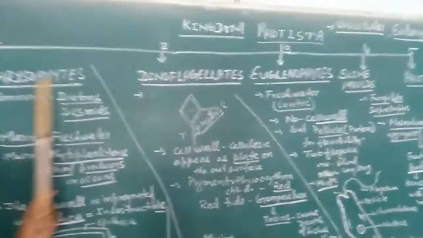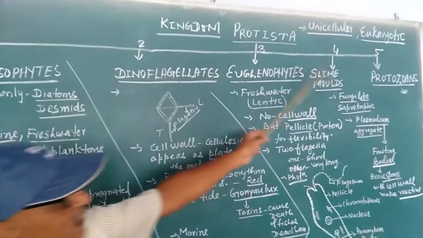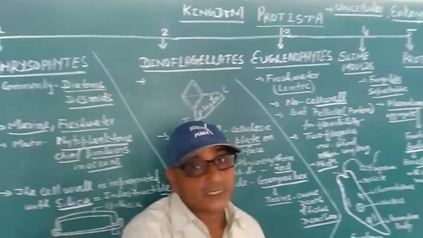So in this way, we have discussed the four different groups in Kingdom Protista. One is left, protozoans, which I will discuss later on. Okay, thank you.